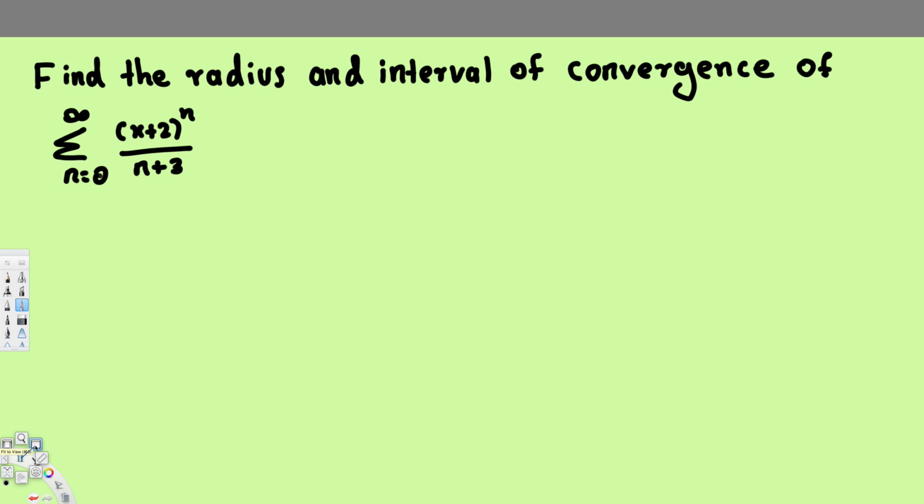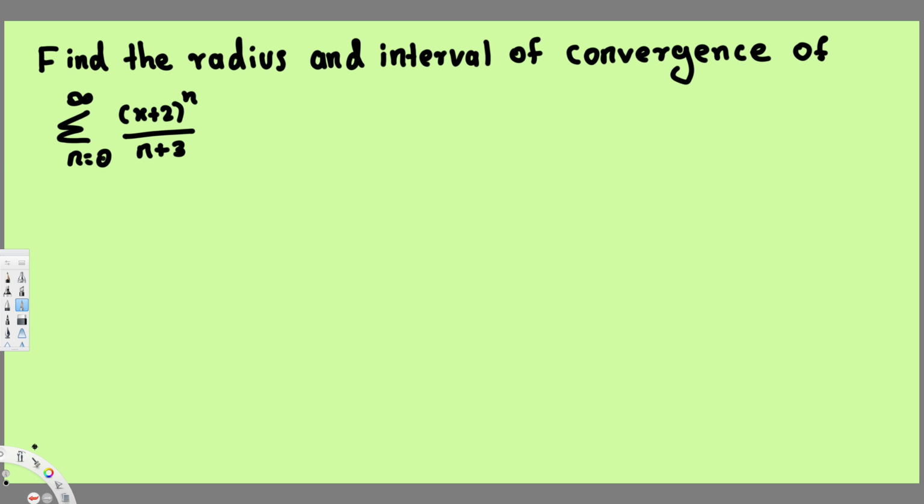What's going on, guys? Let's do this problem right here. This question is asking to find the radius and interval of convergence of the summation of (x + 2)^n over n + 3. Let's see how we can do this.